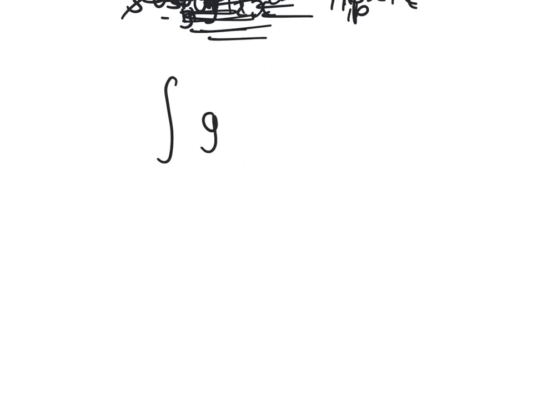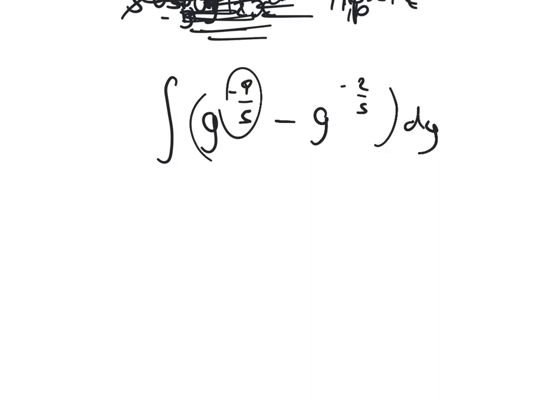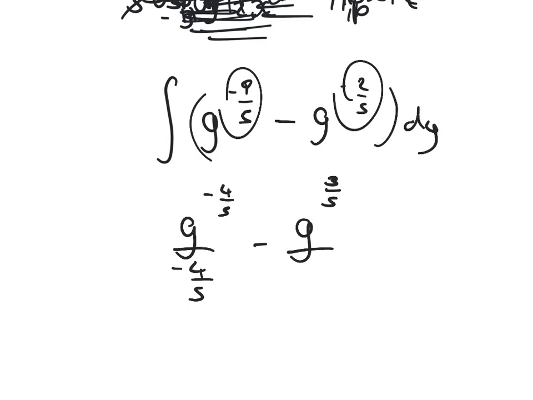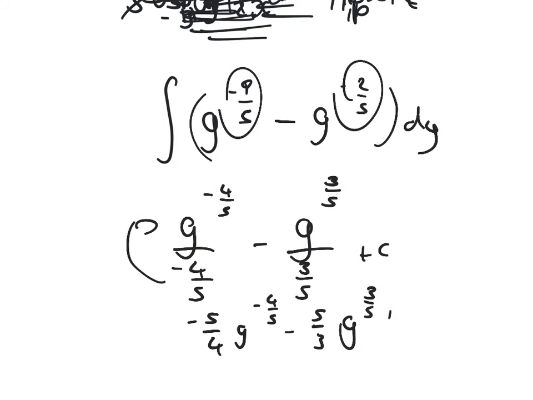Okay, we're going to integrate g to the minus 9/5 minus g to the minus 2/5. Okay, so minus 9/5 plus 5/5 is minus 4/5, so that's g to the minus 4/5 divided by minus 4/5, and that will be minus g to the 3/5, since minus 2/5 plus 5/5 is 3/5, divided by 3/5 plus c. Okay, so let's bring the fraction up and flip it over. That will be minus 5/4 g to the minus 4/5 minus 5/3 g to the 3/5 plus c.